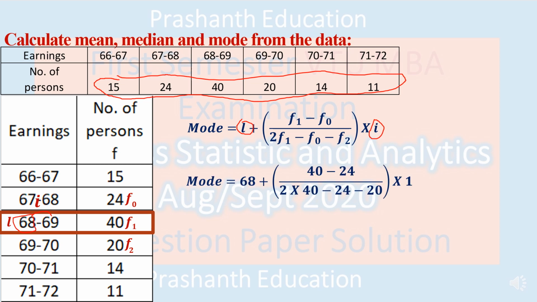Now take this into your mode formula and derive it. Mode is equal to 68 plus (40 minus 24) divided by (2 into 40 minus 24 minus 10). First do this 2 into 40. Many of you will not do that; you will do 40 minus 24 minus 10 and then multiply by 2. No, first you have to do 2 into 40, that is 80. 80 minus 24 minus 20 comes to 36. So this is 16 divided by 36, which comes to around 68.444. This is how you calculate the mode.